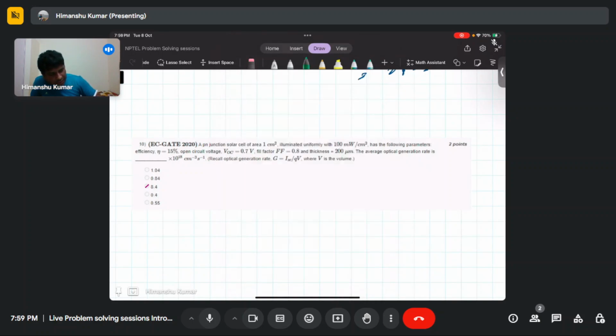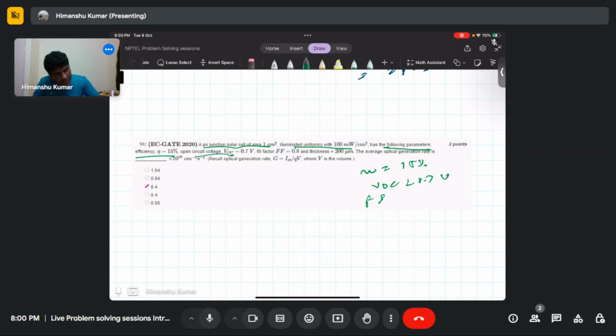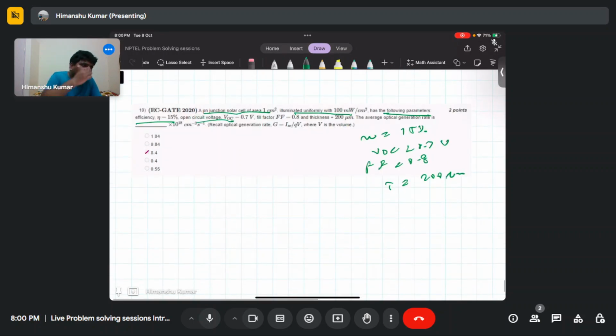A PN junction solar cell of 1 centimeter square area is uniformly illuminated with the following parameters. The efficiency is 15%, the open circuit voltage VOC is given as 0.7 volt, the fill factor is 0.8, and the thickness is given as 200 micron. We need to calculate the average optical generation rate.